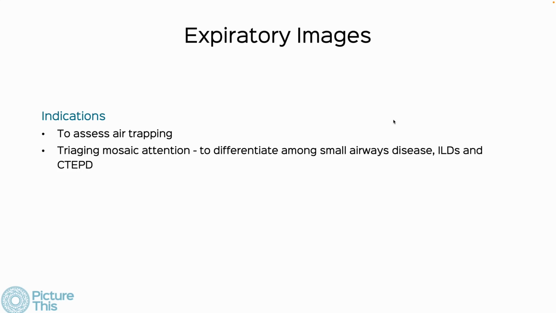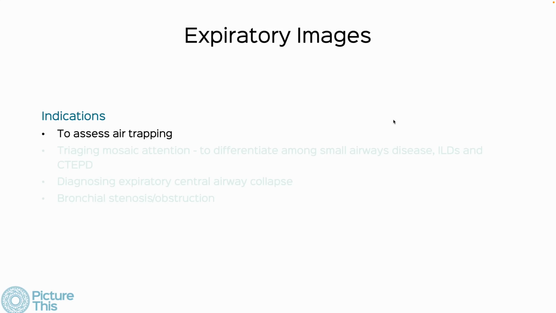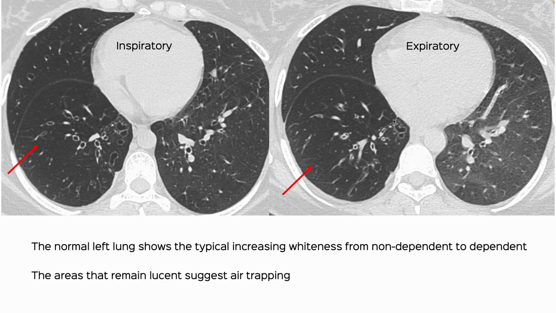So you do it to assess air trapping, to triage mosaic attenuation, to diagnose expiratory central airway collapse or ECAC, and for bronchial stenosis and obstruction. So I'm adding some non-diffuse lung disease stuff as well, just because we don't practice in isolation. We look at everything in CTs. So to diagnose constrictive bronchiolitis or air trapping, you need expiratory scans. It's the definition. Air trapping, trapped lung, trapped air you can only pick up when you have two scans of a pair of inspiratory, expiratory images.